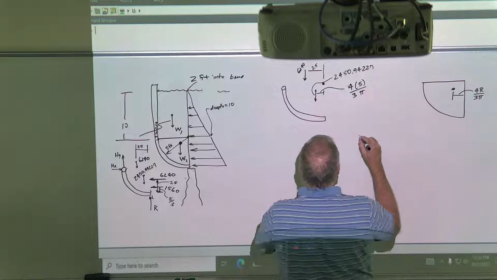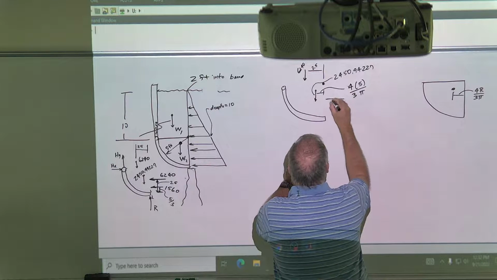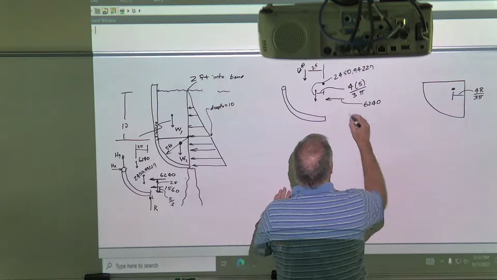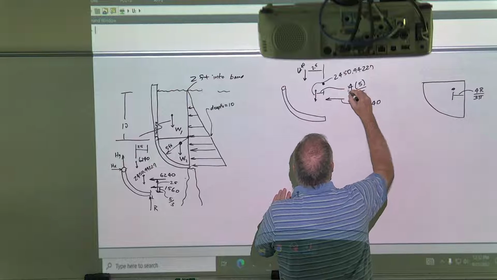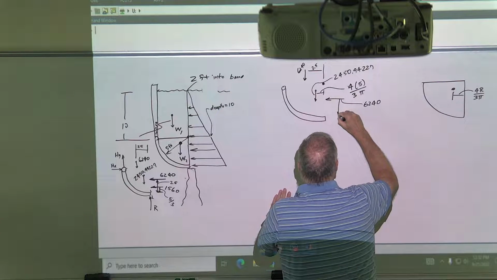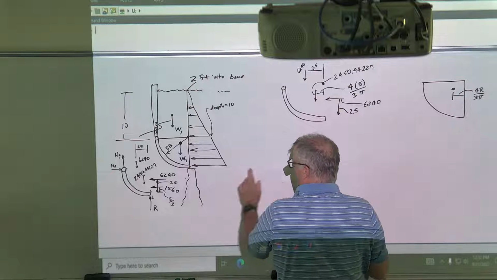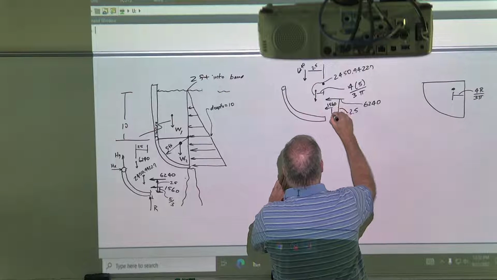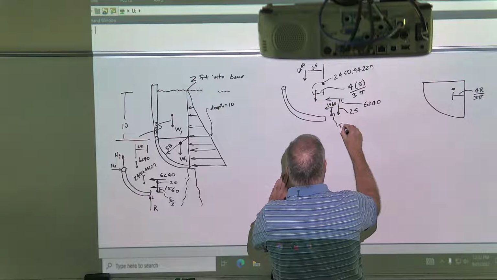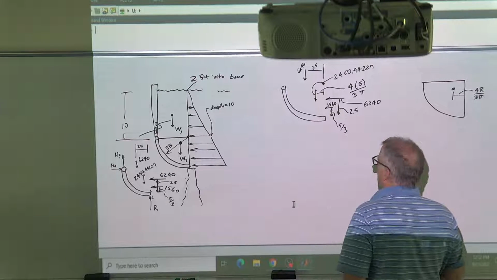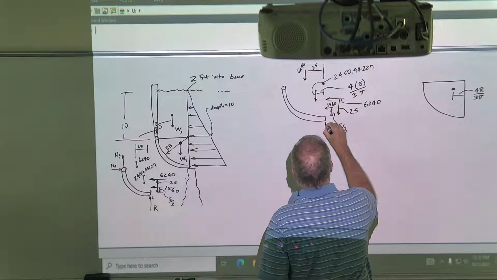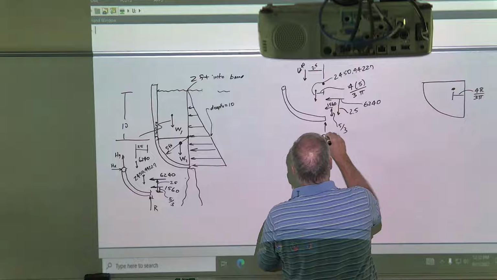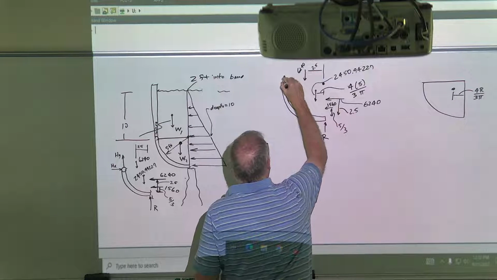Okay, now I have another one, and this force goes this direction, and it's 6240. I'll measure it from this distance, so 2.5, and then I got 1560, and its distance is 5/3. And I got this force. So let's do two things. I call that a reaction. And then I have the hinge X, hinge Y.